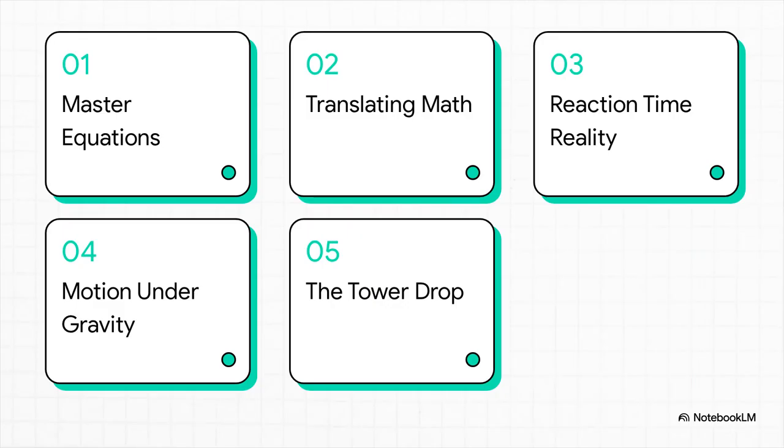So here's our roadmap for the explainer today. First, we'll hit the master equations, then translating math to asphalt. After that, it's the reaction time reality, followed by motion under gravity, and we'll wrap the whole shebang up with the tower drop. We're going to master the horizontal rules of cars first, and then we completely rotate our perspective 90 degrees to tackle gravity.